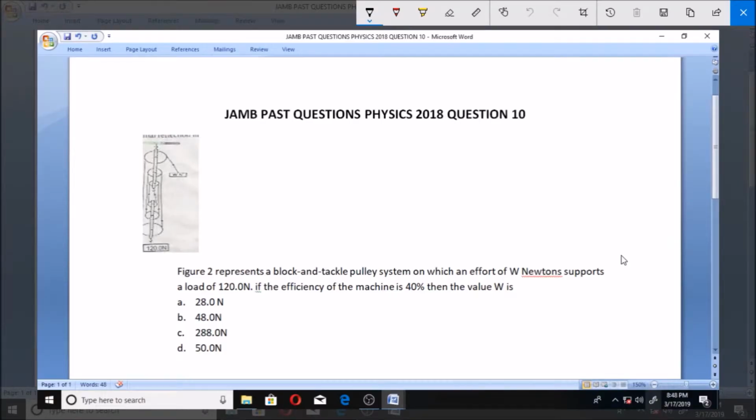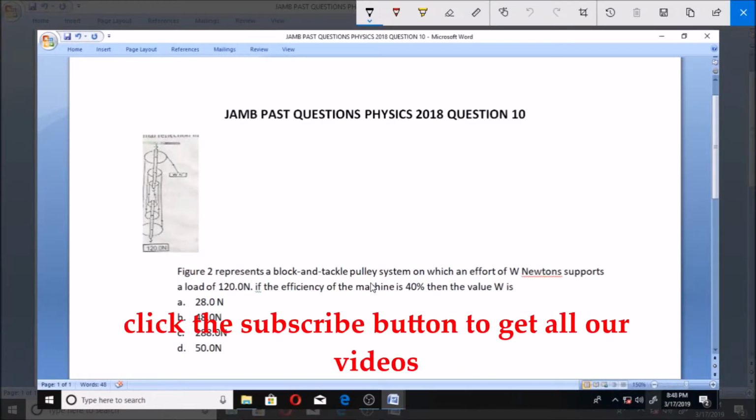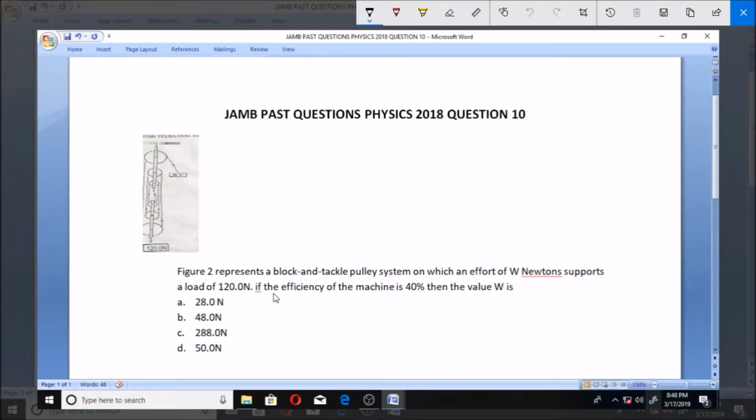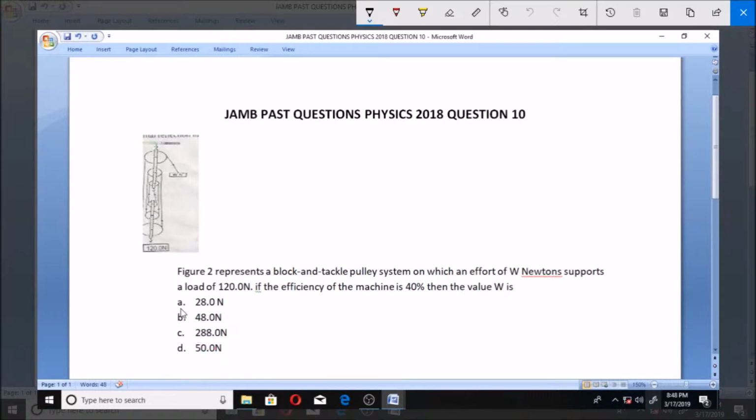Hello, welcome. Let's look at question number 10 for JAMB Past Questions Physics 2018. Figure 2 represents a block and tackle pulley system on which an effort of W newtons supports a load of 120 newtons. If the efficiency of the machine is 40%, then the value of W is A, 28 newtons, B, 48 newtons, C, 288 newtons, D, 50 newtons.